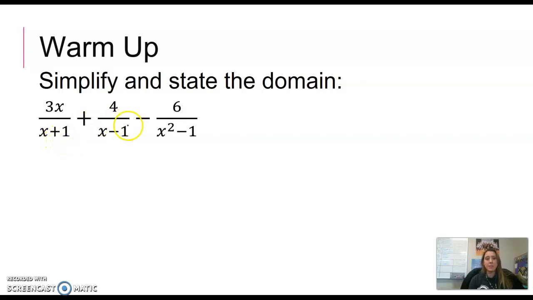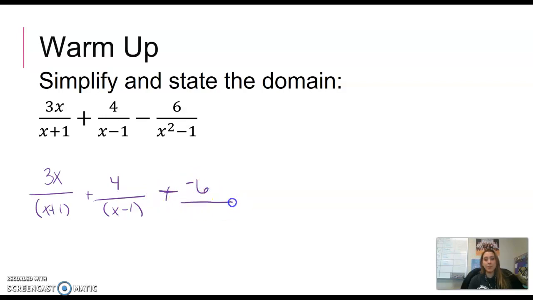X plus 1 does not factor, x minus 1 does not factor, but x squared minus 1 does factor, and I can see right away perfect square, minus sign, perfect square. I'm going to do a difference of squares. So this is going to simplify. So then we're going to have 3x over x plus 1 plus 4 over x minus 1 minus. So here's another thing. I don't like subtraction problems ever. I'm going to go ahead and change that and make this a -6 right away over x plus 1, x minus 1, because that's what it factors to.